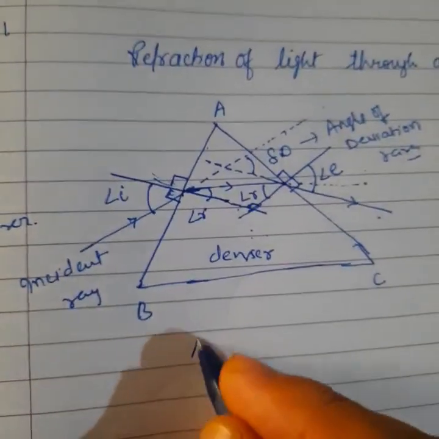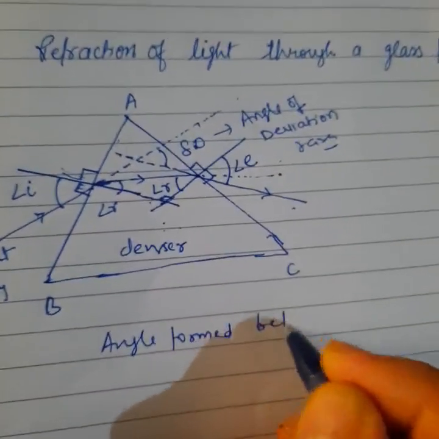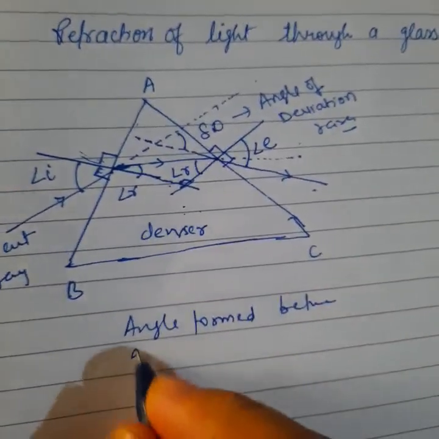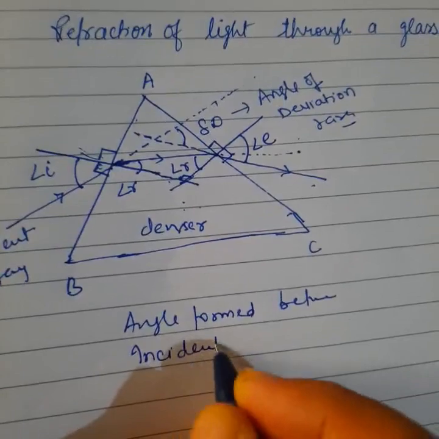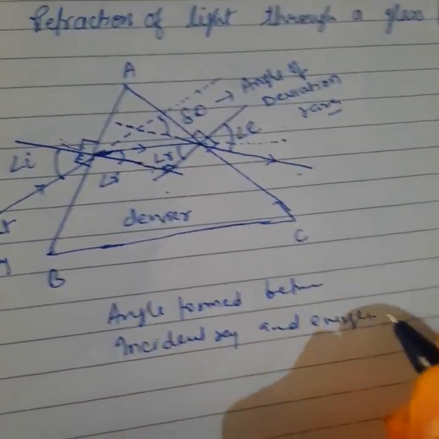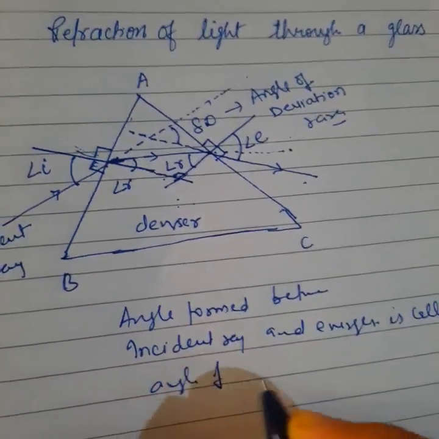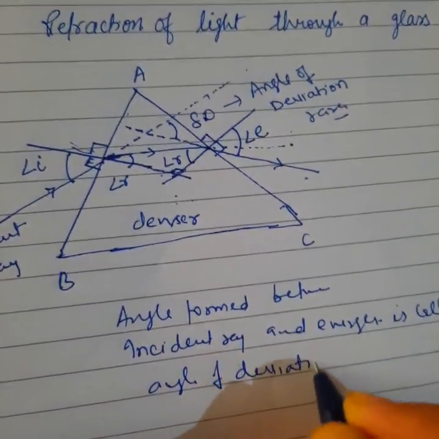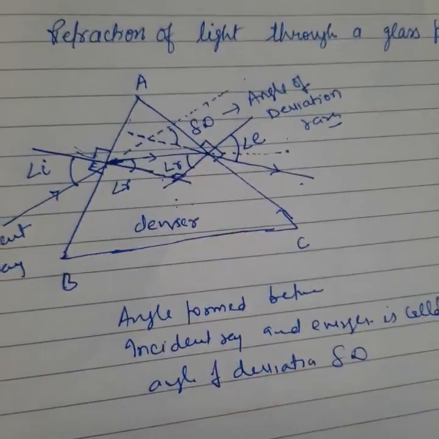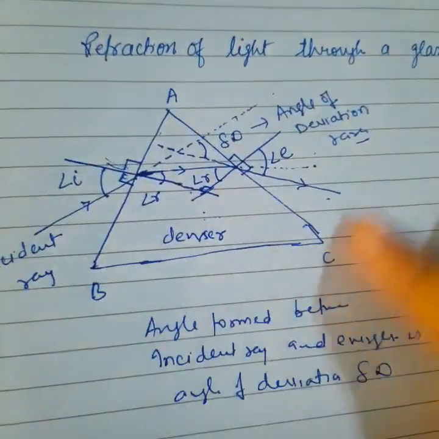Means we can say the angle formed between the incident ray and the emergent ray is called the angle of deviation, denoted by delta D. Say yes or no. So this is the basic explanation about the prism.